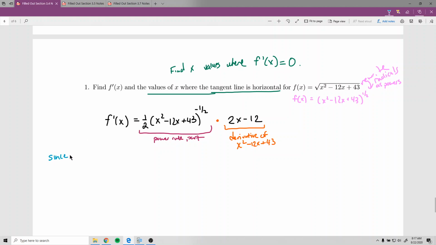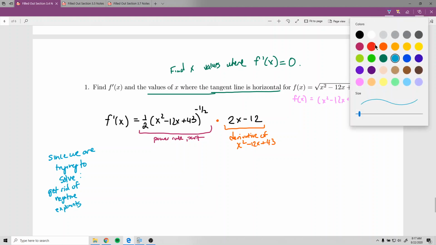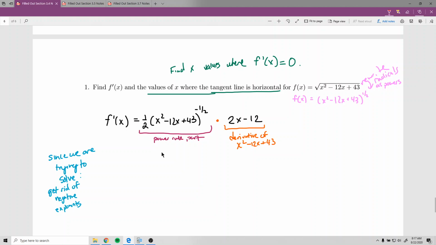So since we are trying to solve something, what I recommend is get rid of negative exponents. And the way we do that is, since this one is in the top, we must bring it to the bottom, bring it to the denominator.